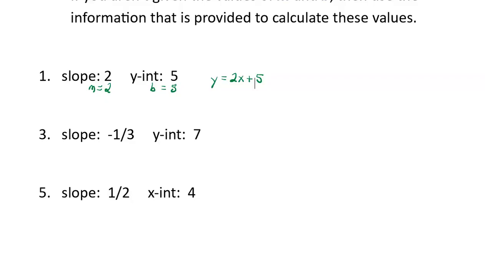Now, number 3, what information is given to us? We're given the slope, so we're given the value of m, negative 1/3, and we're given the y-intercept. That's the letter b. We're told 7. We're given the two things that we need to know. So the answer is y equals negative 1/3 x plus 7.